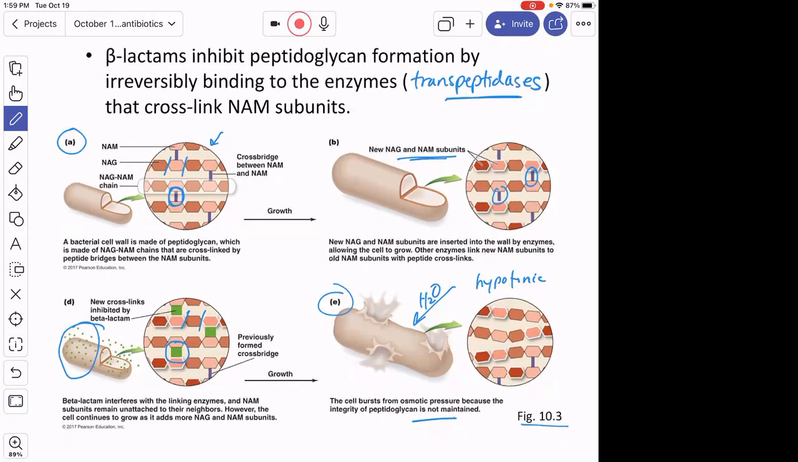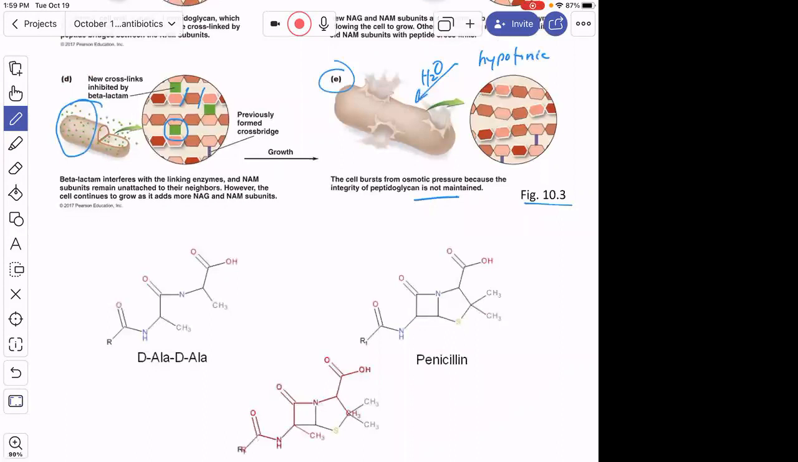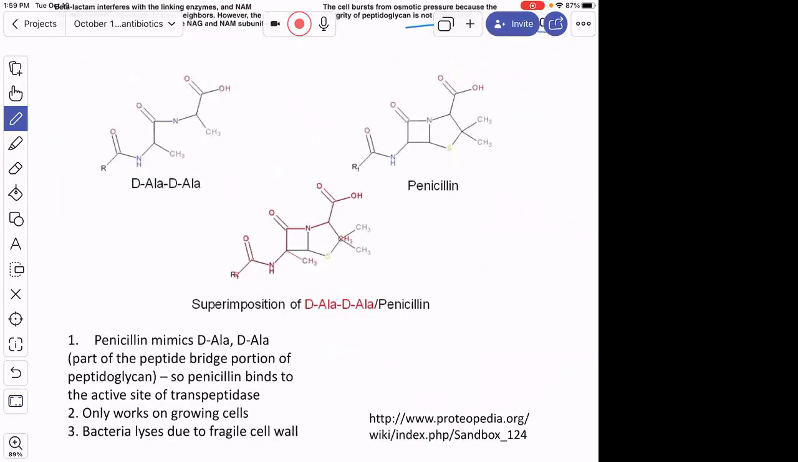On a more molecular level, it may help. Again, this is not in the textbook, but if you look at the structure of penicillin, here's the beta-lactam ring. And you look at the structure of two of the amino acids that are in those cross bridges, in that peptidoglycan structure. And then you superimpose those two structures. You can see they're exactly the same shape.